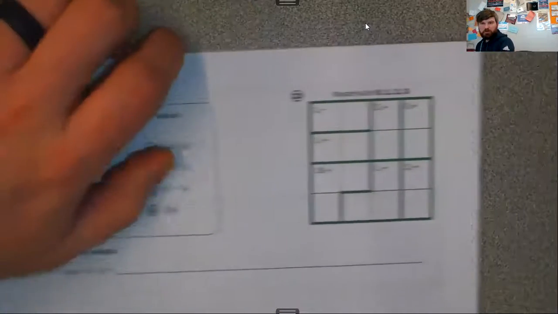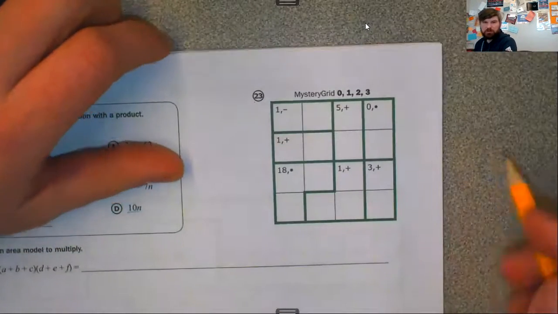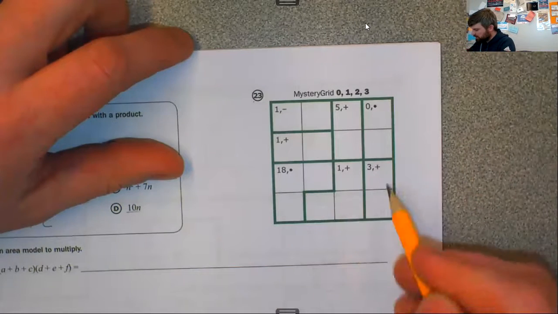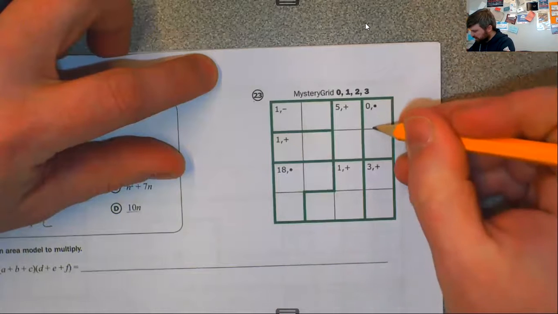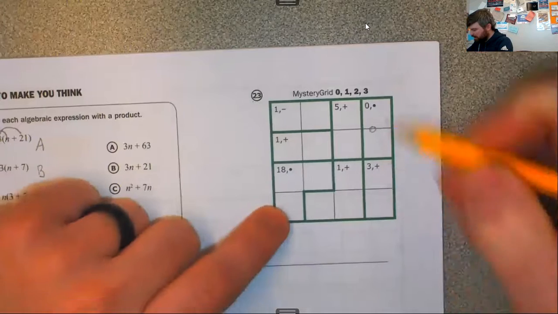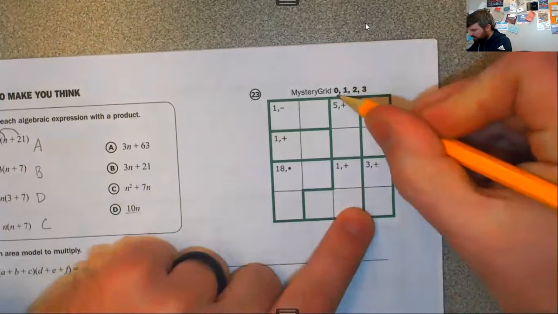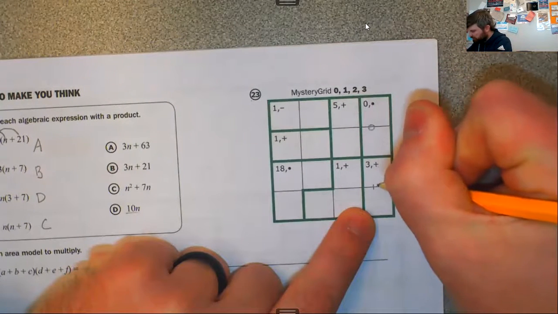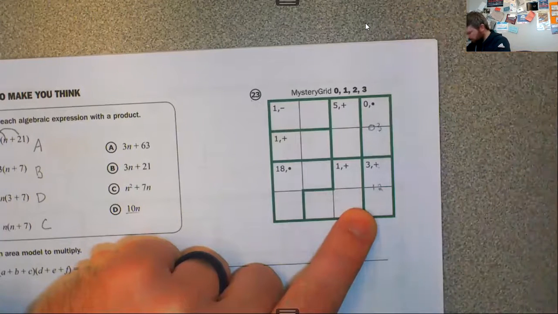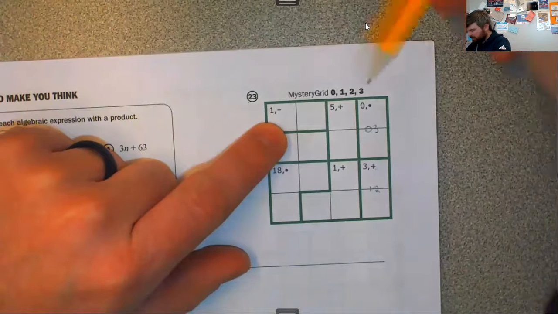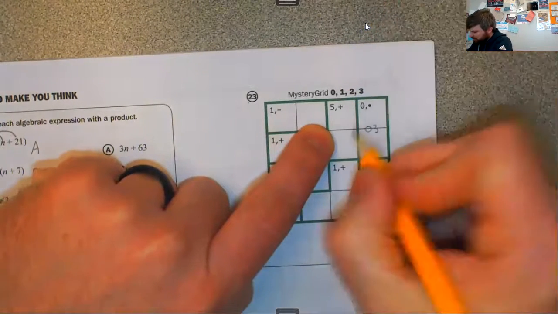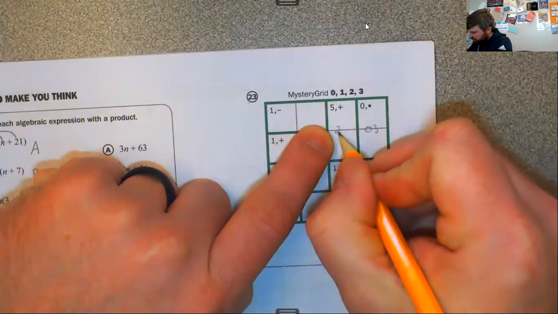On 23, we've got a mystery grid here with 0, 1, 2, and 3. Okay, looks like we've got some triple numbers here and here. This is a multiplication with 0, so I got to have a 0 somewhere in there. This is adding to 3. I can't have a 0, so this has to be a 1 and a 2. Which means this is 0 and 3. We're going to subtract to get 1. Now that could be any pair of these. We're going to add to get 5. So that would be a 2 and a 3.